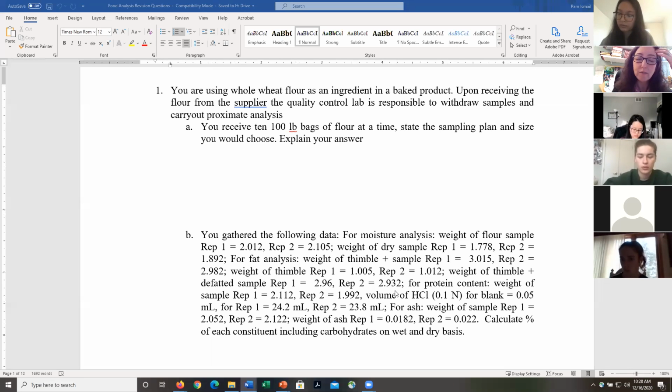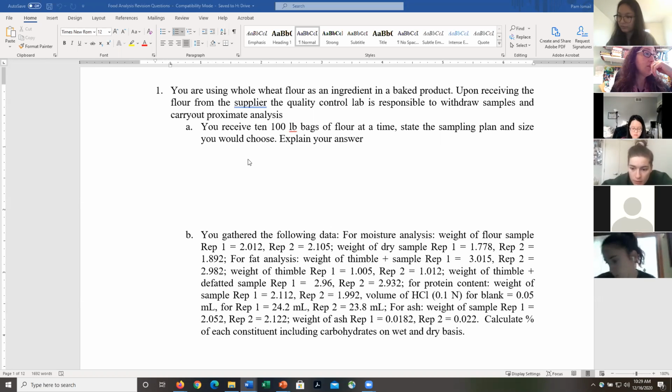You basically have these equations in your laboratory addendum in the proximate analysis. You just want to remember how to do these calculations. Basically practice, okay? So we're not gonna do this together here.